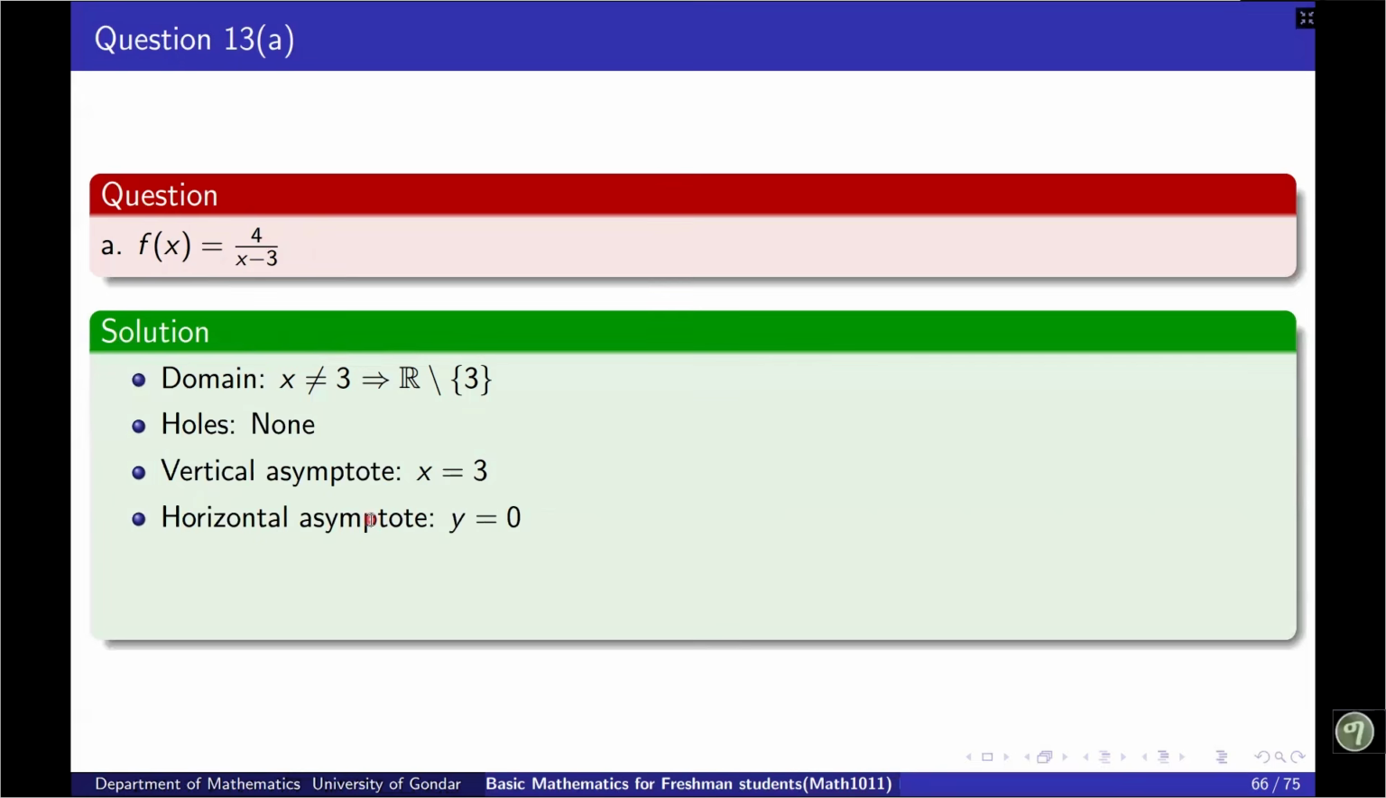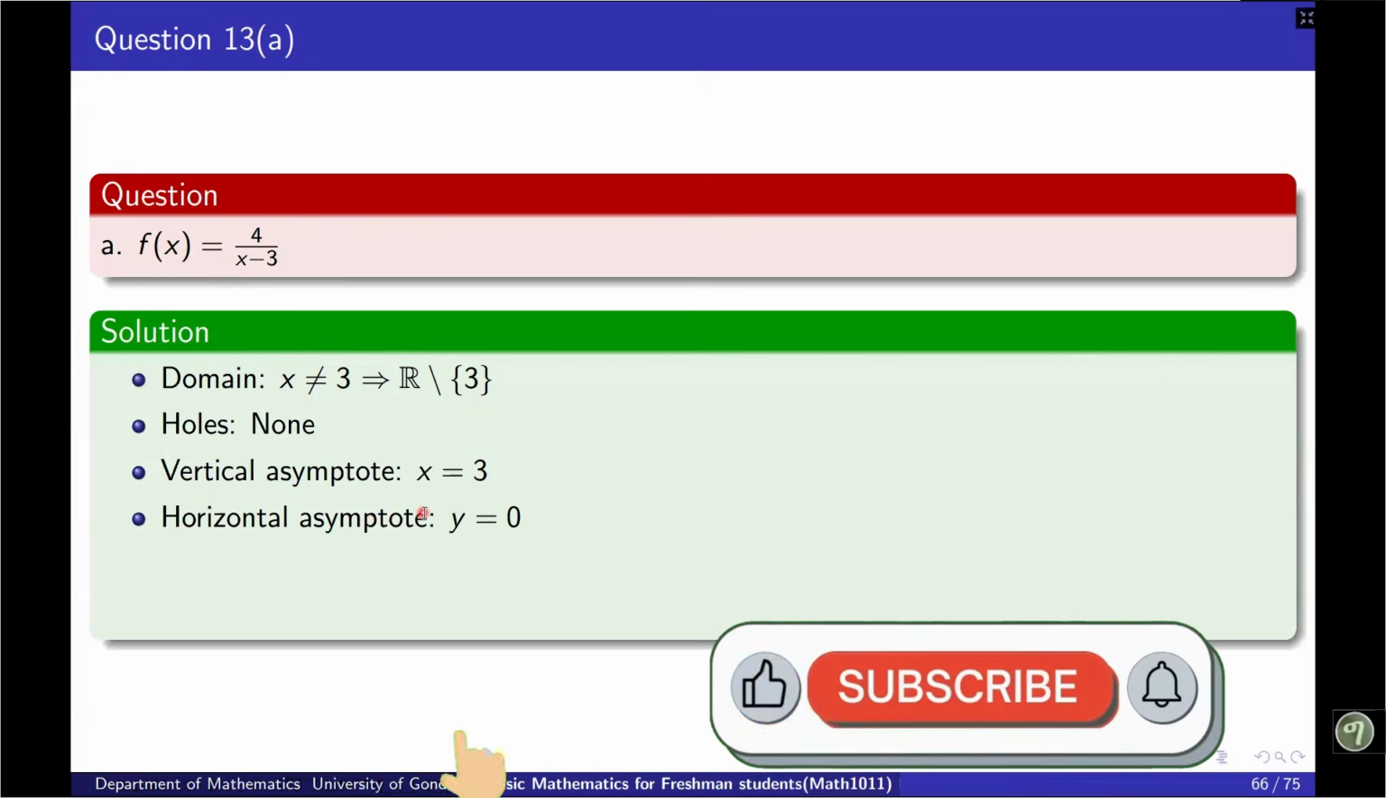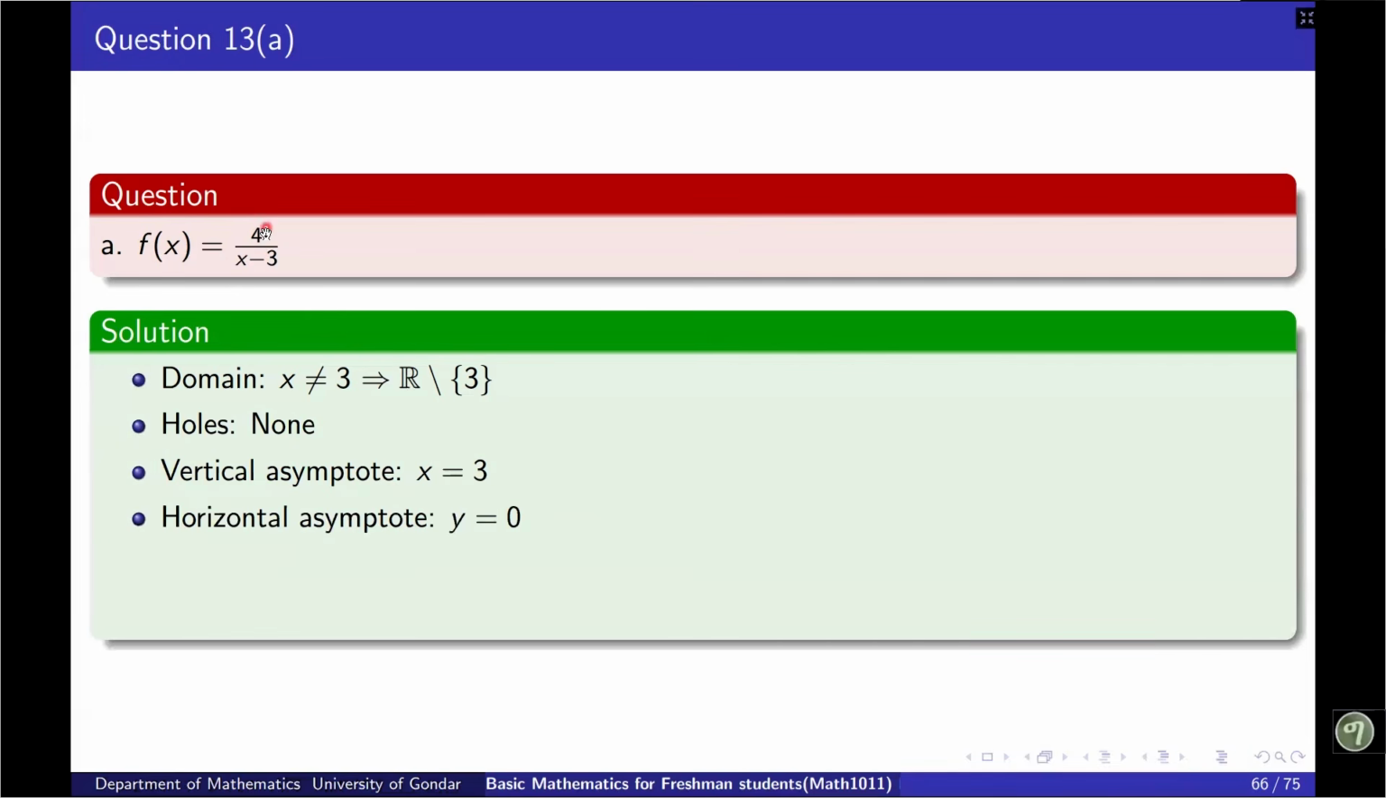And the horizontal asymptote depends on the degree of the numerator and the denominator. We know that here the degree of the numerator is 0 and the degree of the denominator is 1, so in this case the line y equal to 0, or the x-axis, could be considered as the horizontal asymptote for the graph of this rational function.